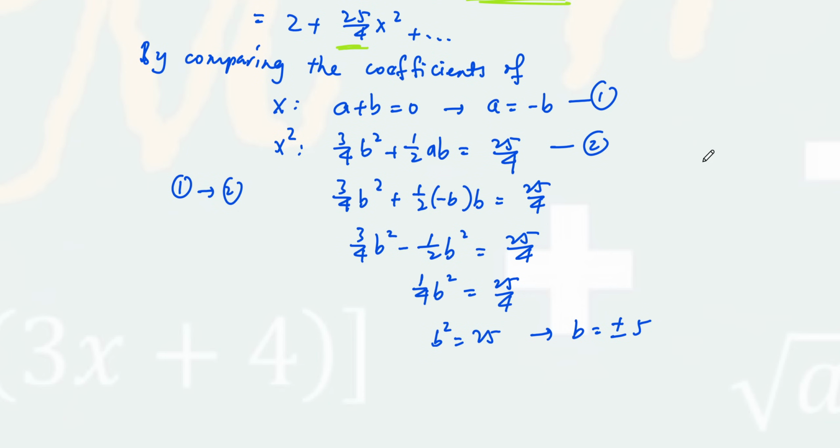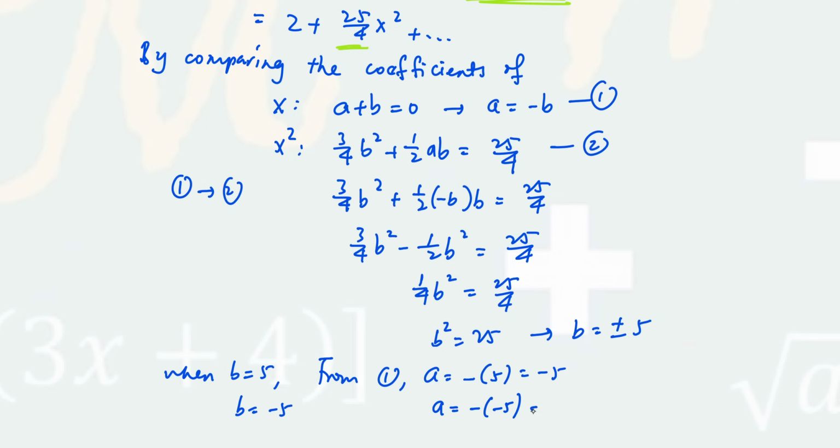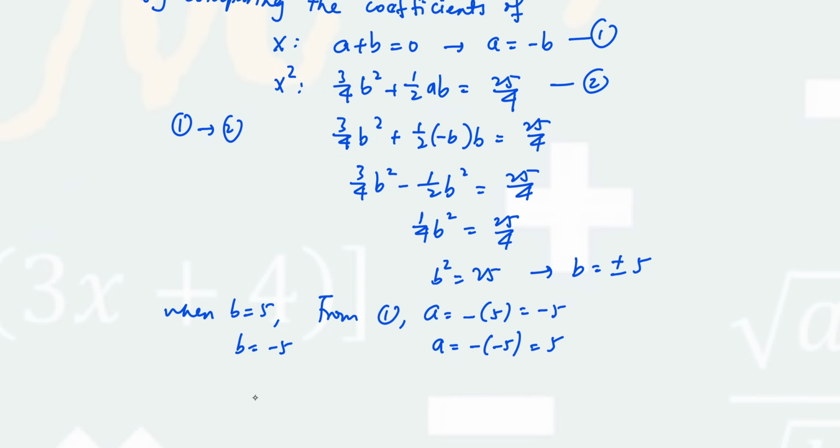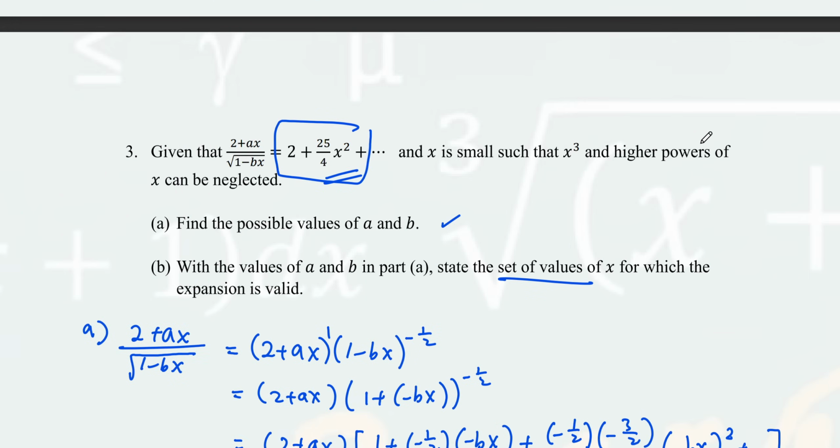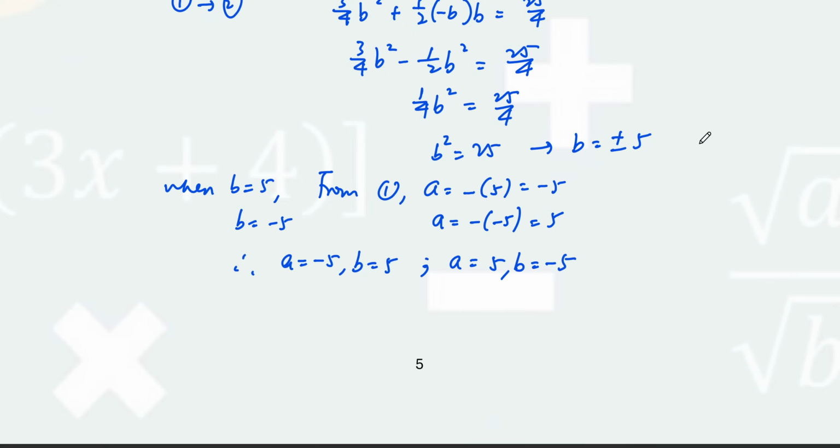Okay. So when b equals to plus 5, from the first equation my a is minus 5. So when my b is minus 5, my a is going to be minus of minus 5, that is 5. So now here I get two sets of a and b, which means a is minus 5, b is 5, or a is 5, b is minus 5. Okay, so we find the possible values of a and b. Alright, so done for this.